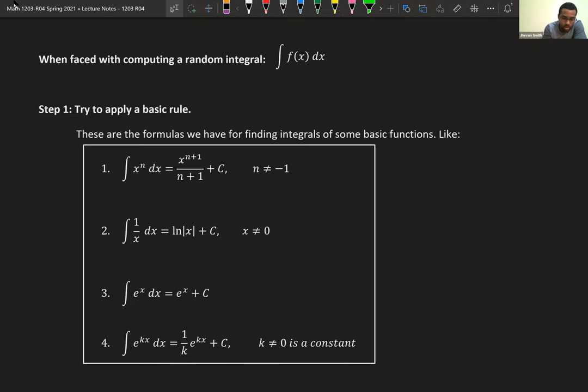So, for example, maybe it's a little smaller.